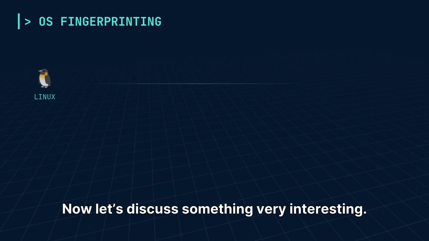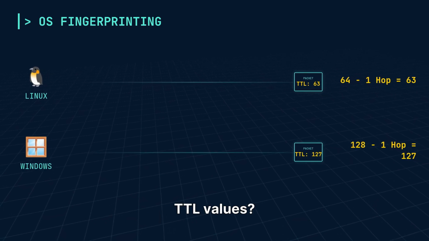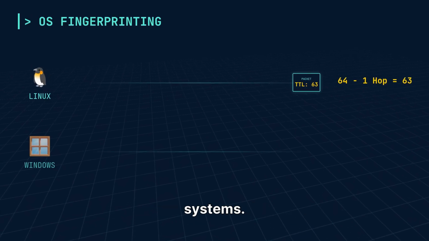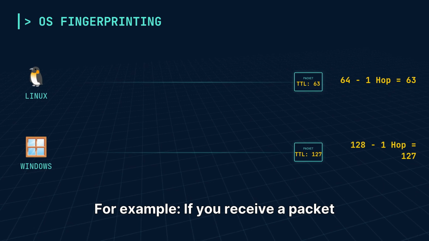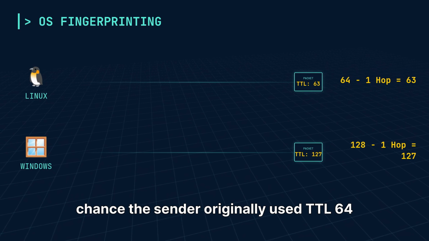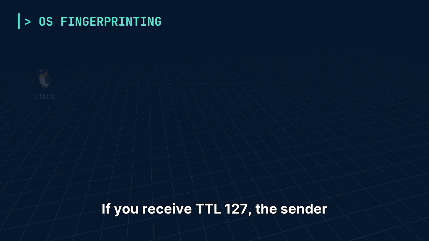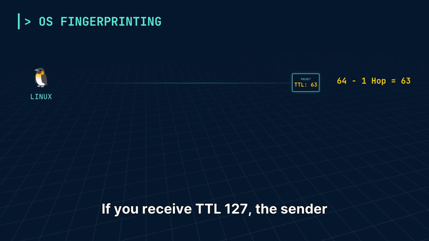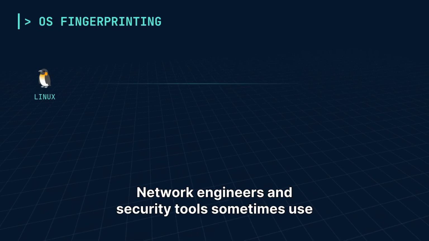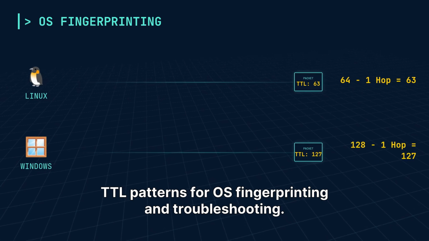Now let's discuss something very interesting. Why do operating systems use different initial TTL values? Because TTL can also help identify operating systems. For example, if you receive a packet with TTL 63, there is a good chance the sender originally used TTL 64 and crossed one router. If you receive TTL 127, the sender probably used TTL 128. Network engineers and security tools sometimes use TTL patterns for OS fingerprinting and troubleshooting.